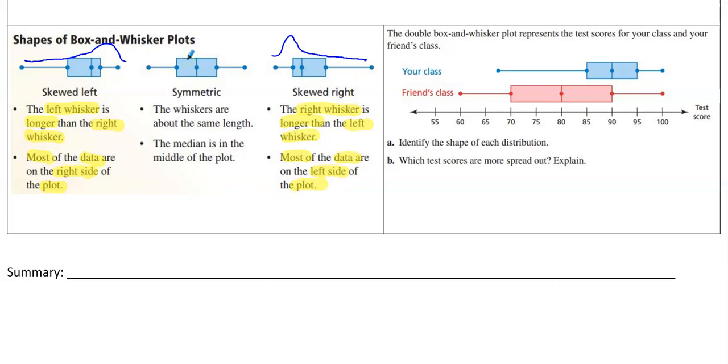Now, if it's pretty much even between the left side of the median and the right, if they look like a reflection of each other, like I could draw a line of symmetry here and the right side is a reflection of the left, then the whiskers are about the same length and the median is in the middle of the plot. And this just means that you have a symmetric data set. It's what we call a normal distribution, or the bell curve.